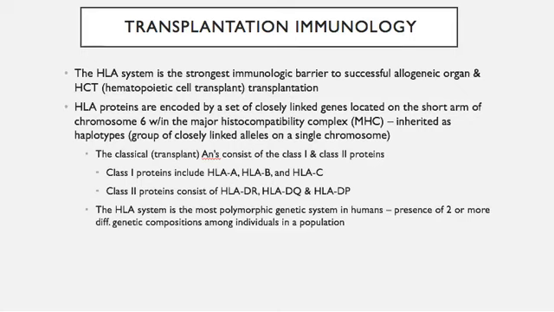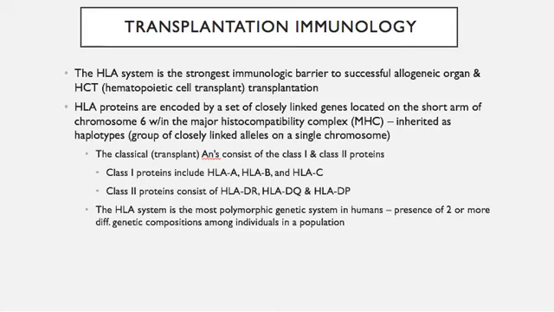HLA proteins are encoded by a set of closely linked genes located on the short arm of chromosome 6 within the major histocompatibility complex, or MHC. We just briefly touched on HLA and MHC in Unit 1, so now we're going into more detail. They're inherited as haplotypes, and if you remember that from Unit 1, that means a group of closely linked alleles that are on a single chromosome.